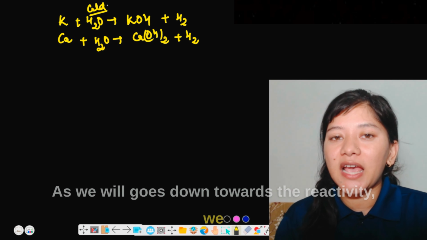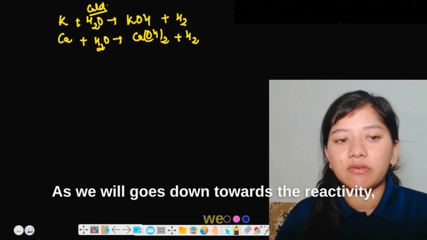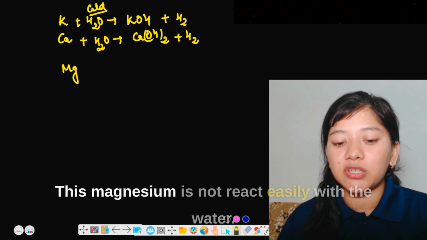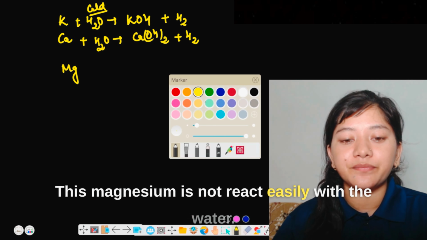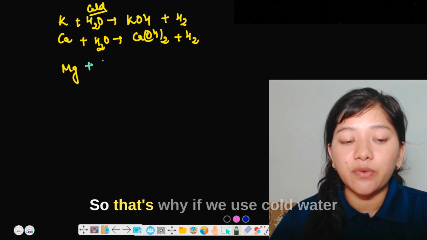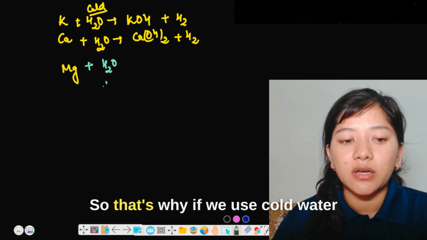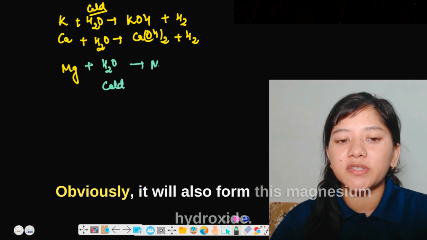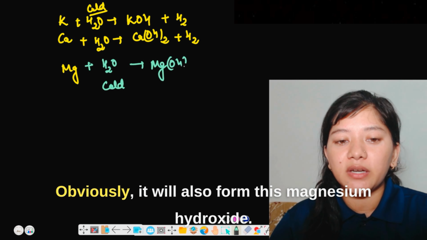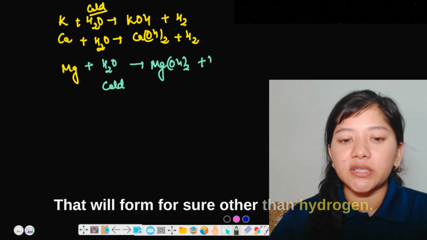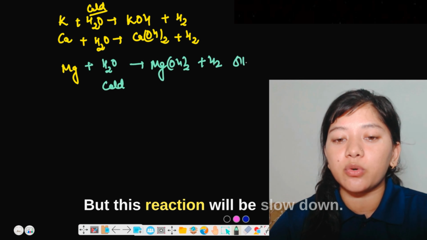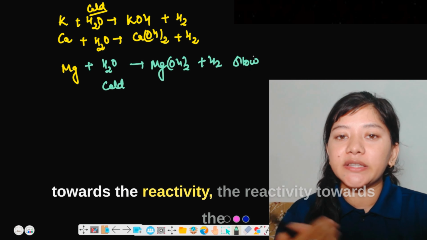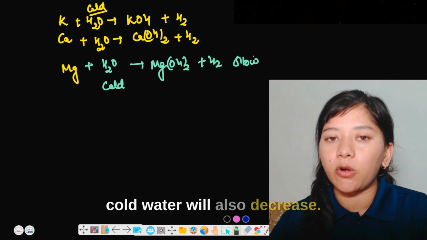Move on with that. As we go down in reactivity, we have in the end magnesium. Magnesium does not react easily with water, so if we use cold water here, this reaction will be very slow. Obviously, it will also form magnesium hydroxide, that will form for sure, along with hydrogen, but this reaction will be slow. It means that as we go down in reactivity, the reaction with cold water also decreases.